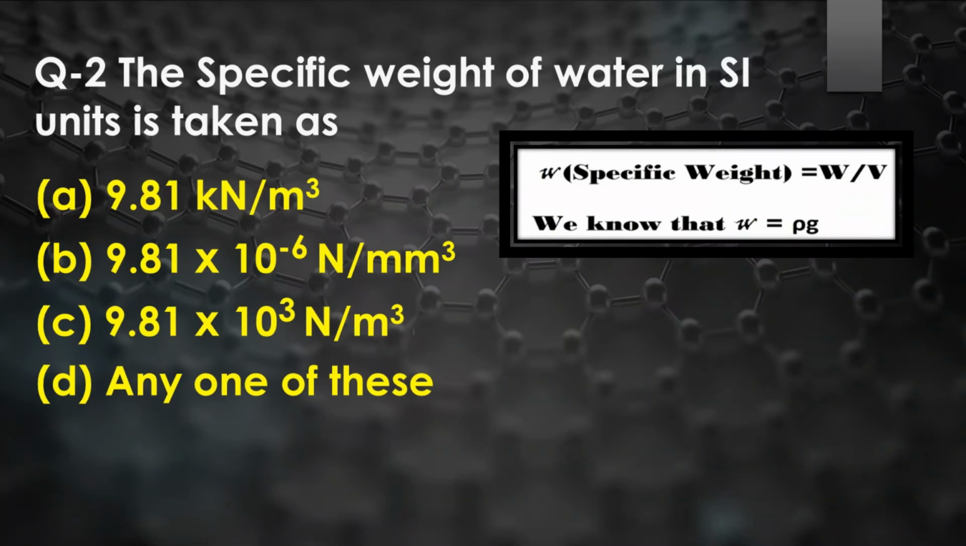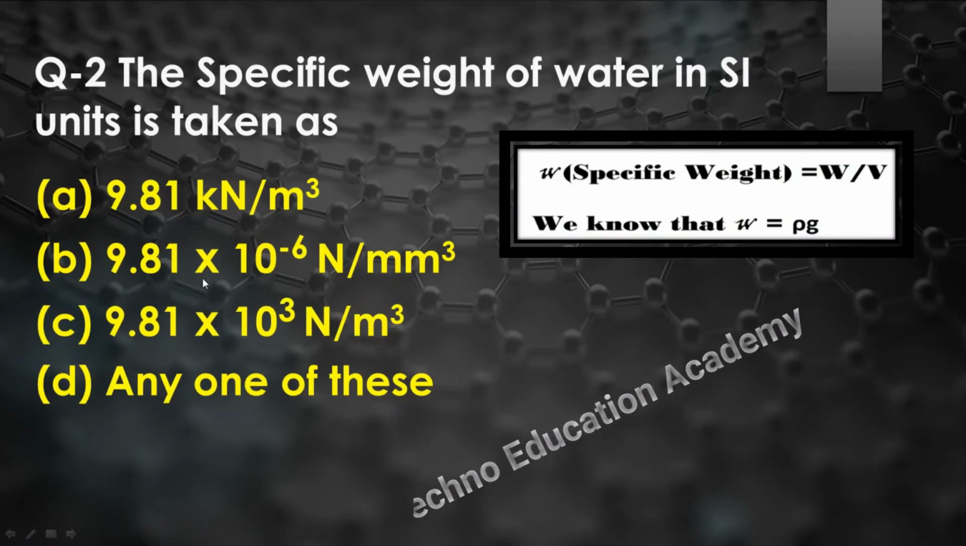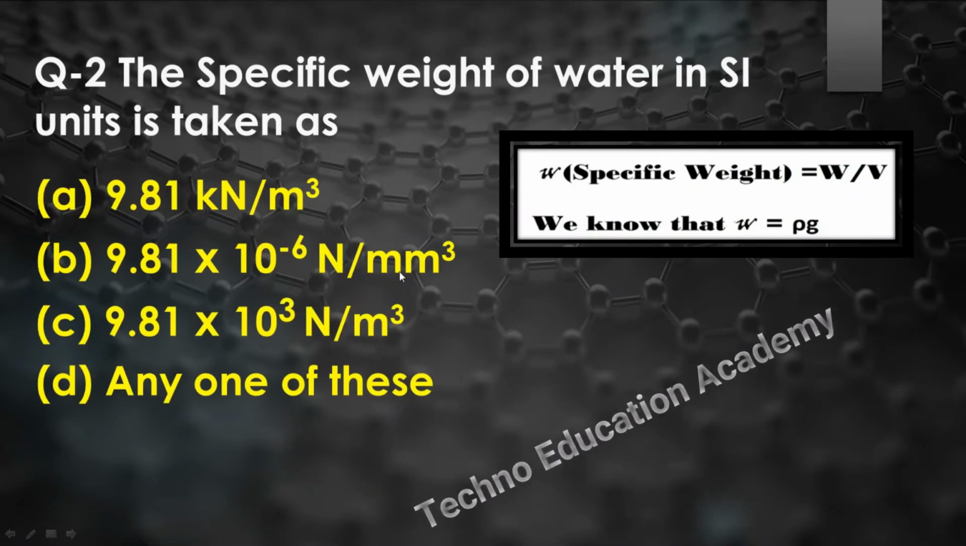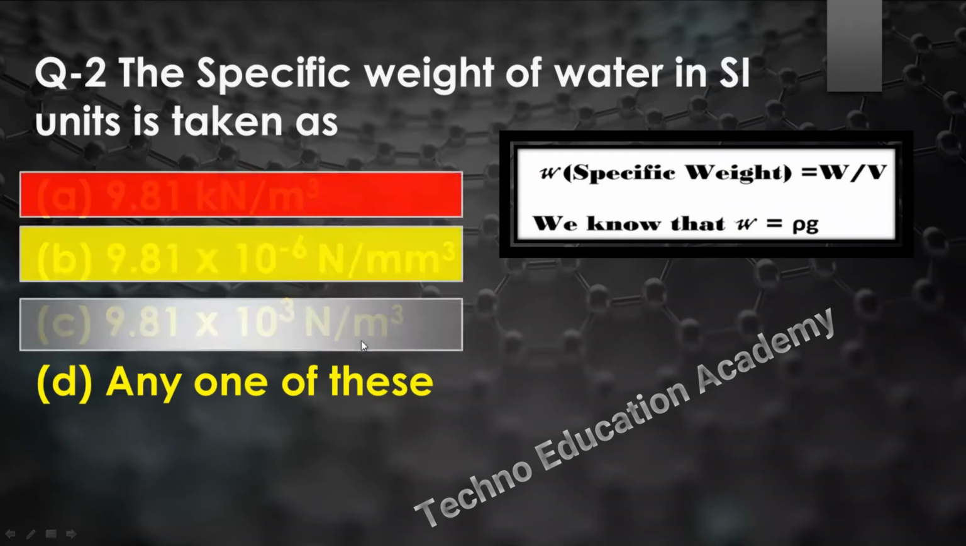When it is converted into newton per mm cube, it is also written as 9.81 into 10 raised to minus 6 newton per mm cube, and it is also written as 9.81 into 10 raised to 3 newton per meter cube. So the right answer is option D, any one of these.